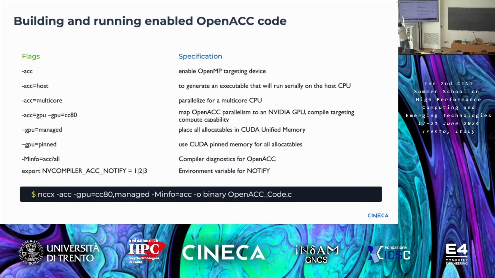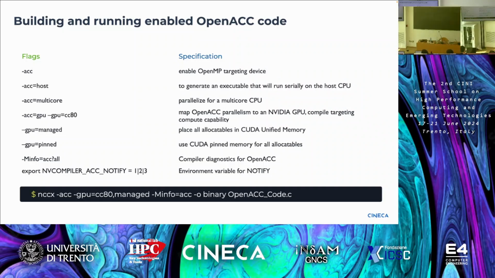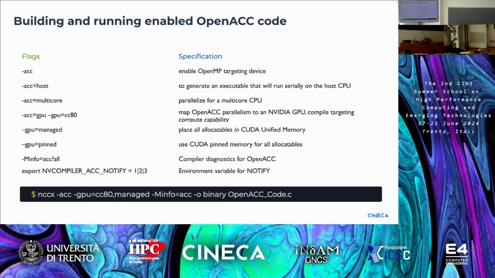If you put -acc=multicore, the same code which you think you are compiling for GPU, you can compile for the CPU as well. So it's guaranteed that it will work both ways. Then for the GPU, you just need to add cc80 for Leonardo. I put it specifically, but this can change, so you always have to look at the NVIDIA specification. Before it used to be -ta, and now it's deprecated, so you cannot use it anymore.